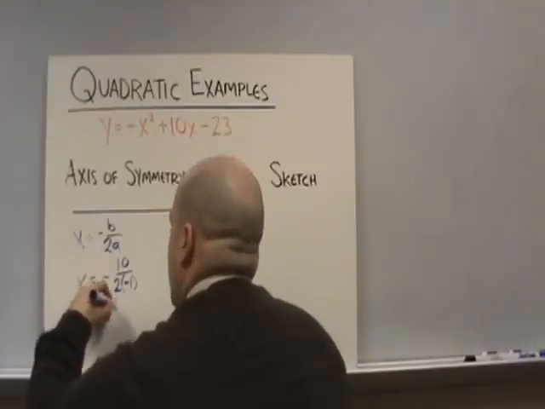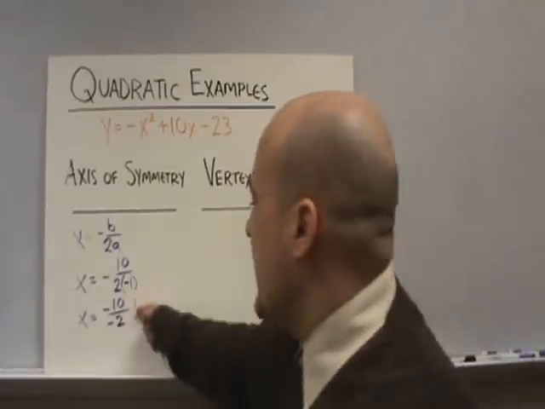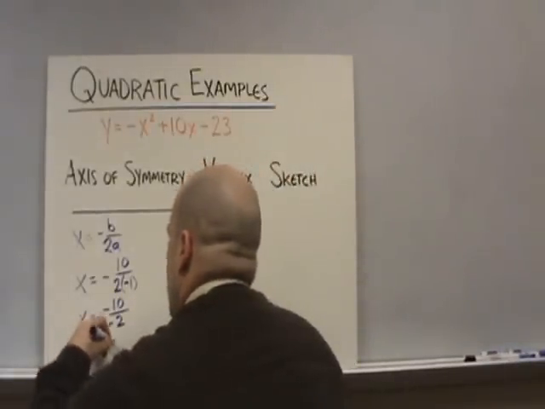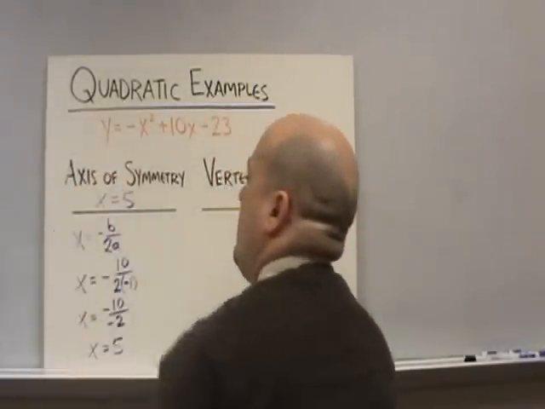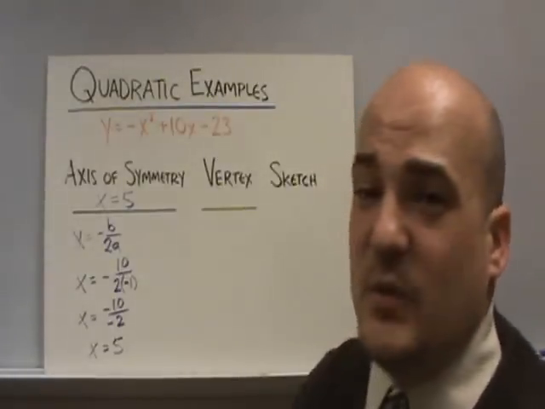When we simplify this to find the equation of our line, we get x equals negative 10 divided by negative 2. And of course those negatives cancel each other out. So the equation of our line is x equals 5. That vertical line that goes through the middle of our parabola is x equals 5.